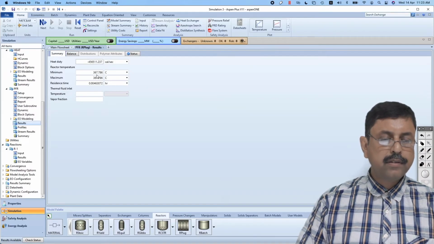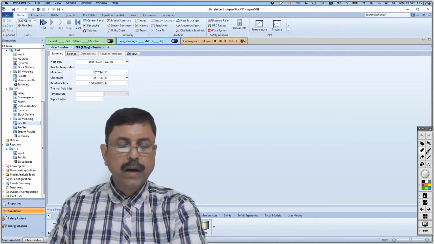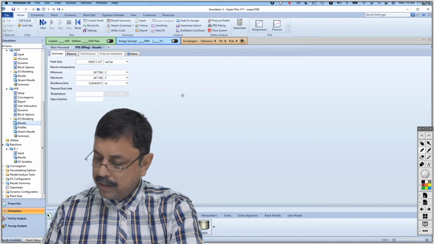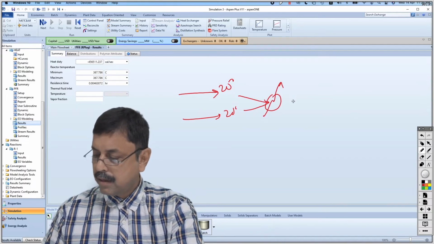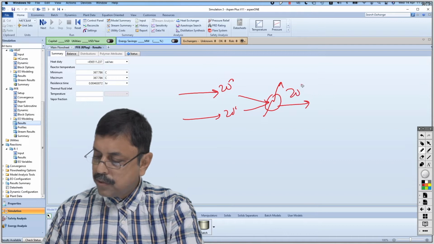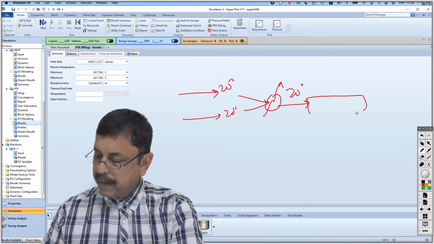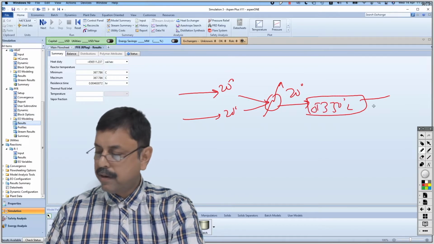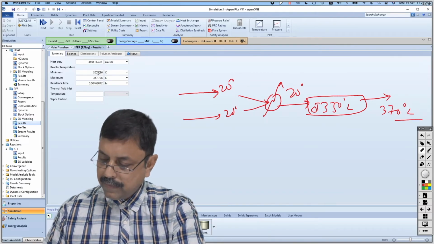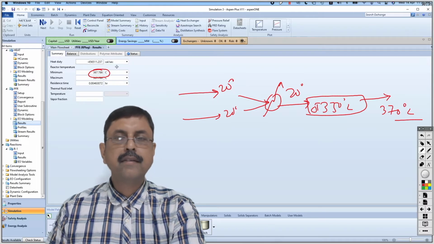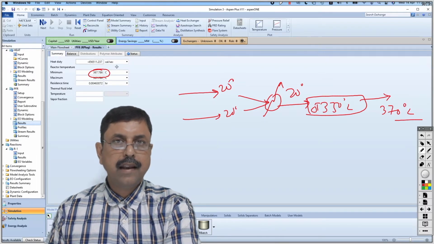We have 367.786 degrees centigrade. Now one thing you should notice over here, that we were sending the feed as 20 degrees centigrade and they are coming to the heater. So the heater outlet should be 20 degrees centigrade, and in the PFR we have asked for 350 degrees centigrade delta T, the temperature rise, so it should come at 370 degrees centigrade. But here we find 367.786, slightly less than that.